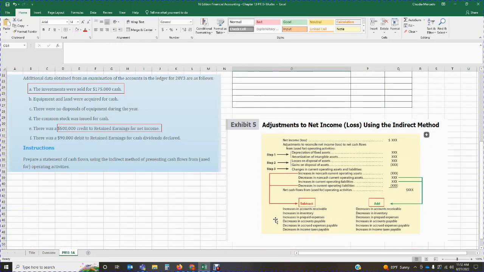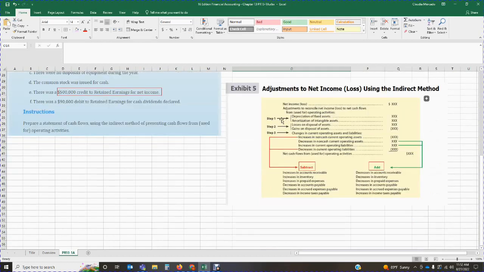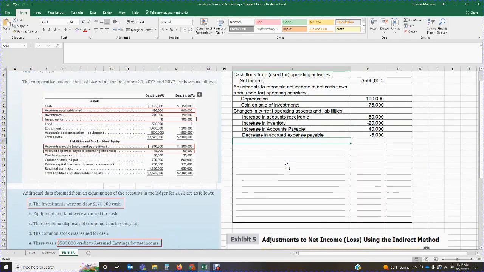Decreases in income tax payable, we don't have any income tax payable provided, so that is all of the adjustments that we have. We have completed steps 1, 2, and 3. This is very useful. Now that we have that, we can calculate our net cash flow from operating activities. We're going to add everything up.